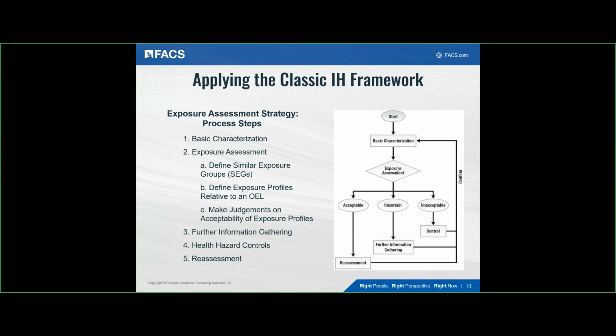Defining exposure profiles relative to some occupational exposure limit, and ultimately making judgments on the acceptability of those exposure profiles. This often results in the need to gather further information, evaluate and implement controls, and then reassessment. The process never ends, right? Once you've initially characterized, performed exposure assessments, you can then characterize your risks, prioritize them for control, and reassess to confirm the effectiveness of those controls.